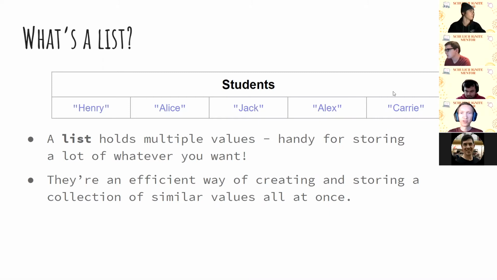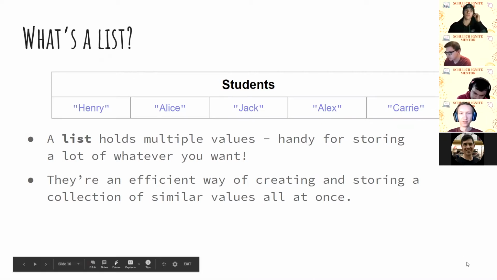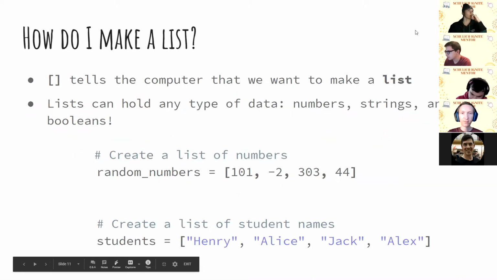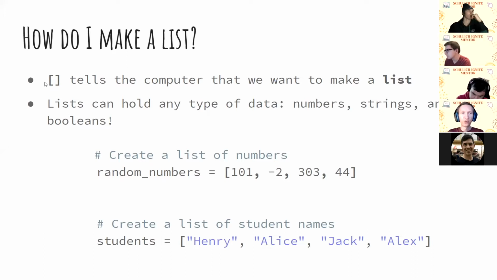So one example here, if we have a collection of students, so Henry, Alice, Jack, Alex, Carrie, we could store all those students into one list. So how do we make the list? So the syntax for this, we're using the square brackets. So when we use these square brackets, we list our values inside, and we'll use commas to separate them, and that is going to create a list.